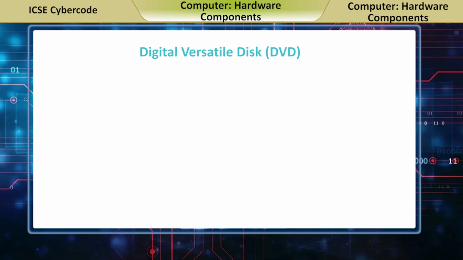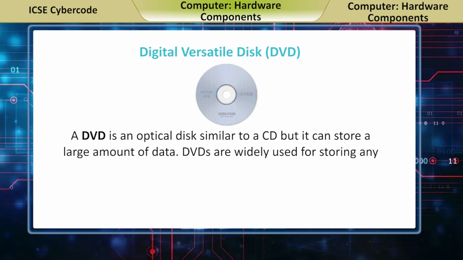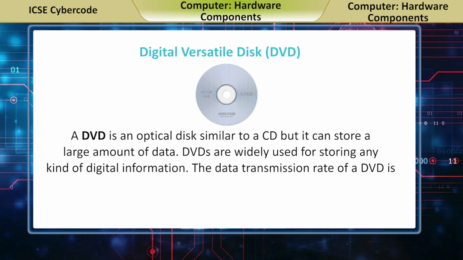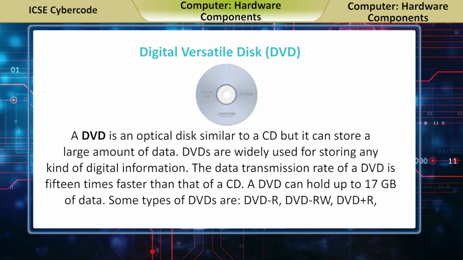Digital Versatile Disc, DVD. A DVD is an optical disc similar to a CD, but it can store a large amount of data. DVDs are widely used for storing any kind of digital information. The data transmission rate of a DVD is 15 times faster than that of a CD. The DVD can hold up to 17 gigabytes of data. Some types of DVDs are DVD-R, DVD-RW, DVD plus R, DVD plus RW, etc.